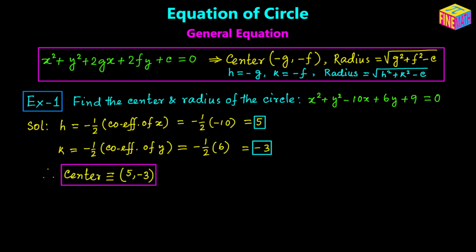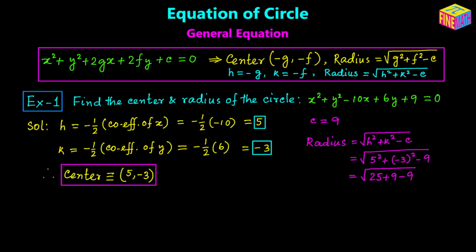Now that we have been able to find the center, let's now try to find the radius. Well, in the general equation there, c is equal to positive 9, and we know that radius is equal to the square root of h squared plus k squared minus c. So let's just plug in the values now. So radius will be equal to the square root of 5 squared plus negative 3 squared minus 9, and that will be equal to the square root of 25 plus 9 minus 9, which is equal to the square root of 25, and that is equal to 5.